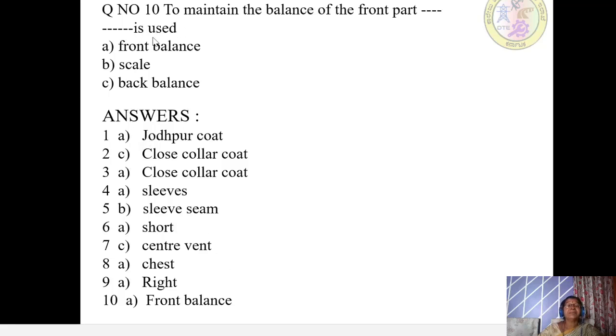Question number 10. To maintain the balance of the front part, dash is used. A. Front balance. B. Scale. C. Back balance. The right answer is A. Front balance. Here also I have given the answer. Just see the answer, read the questions once again and answer the multiple choice questions.